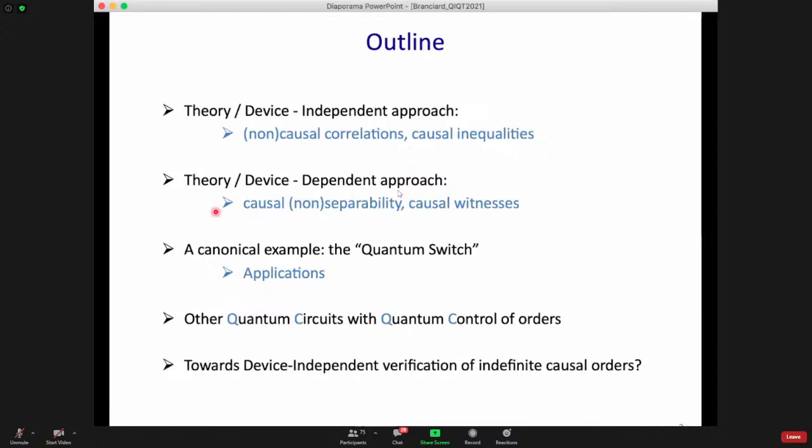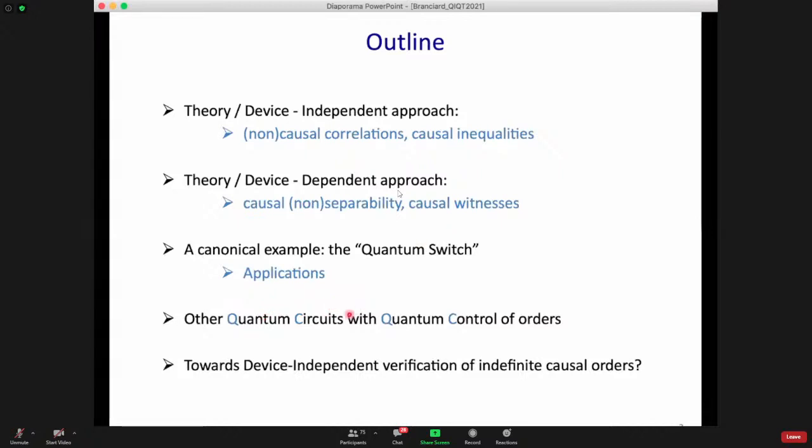So here's the outline. I will present in more detail those two approaches. In the first case, I will introduce the notions of causal or non-causal correlations and causal inequalities. In the second case, we will talk about causal non-separability or causal witnesses. This will be the introduction of the main concepts that we use in this field, or at least in one approach to the field. Then I will come back to more practical scenarios that you can find in the quantum world, which is the quantum switch. And I will tell you that we can have some applications of these fundamental ideas.